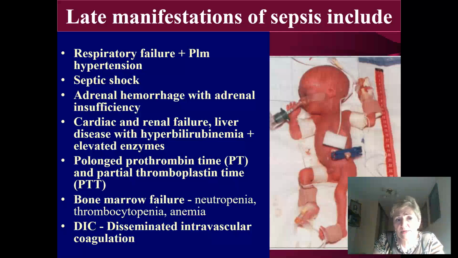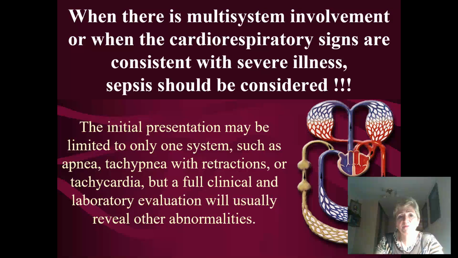Sometimes clinical signs of septic shock appear, adrenal hemorrhage with adrenal insufficiency, signs of cardiac and renal failure, liver disease with hyperbilirubinemia and elevated enzymes, disorder of hemostasis, prolonged prothrombin time and partial thromboplastin time. Bone marrow failure, when you reveal neutropenia, thrombocytopenia, anemia, and the signs of disseminated intravascular coagulation.